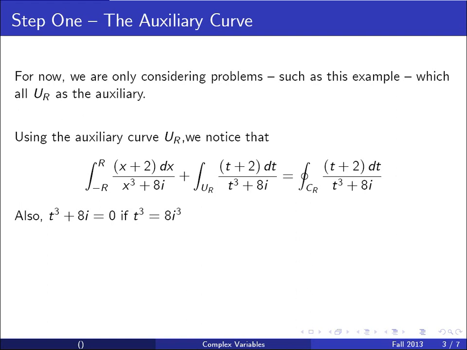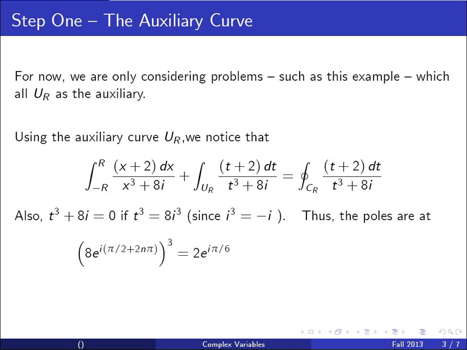Also notice that t cubed plus 8i is equal to 0 if t cubed is equal to 8i cubed. And here I'm using the fact that i cubed is negative i, so t cubed equals negative 8i is the same as t cubed equals 8i cubed. And because of that, the poles we can get by taking the cube roots of 8i cubed, and there are going to be 3 of them.